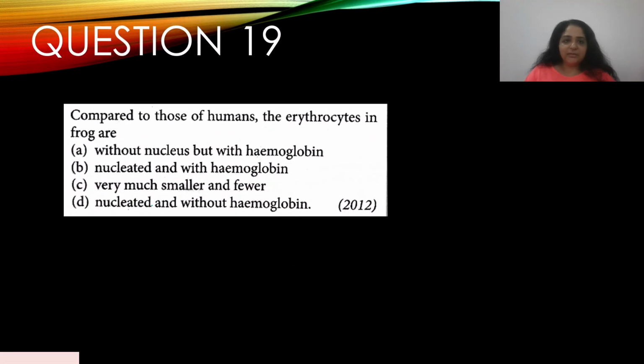Alright, question number 19. Compared to those of humans, the erythrocytes in frog are, and this appeared in 2012. A, without nucleus but with hemoglobin. No, the erythrocytes in frogs are nucleated actually. B, nucleated and with hemoglobin. C, very much smaller and fewer. D, nucleated and without hemoglobin. No, they are B, nucleated and with hemoglobin. So the answer is B.